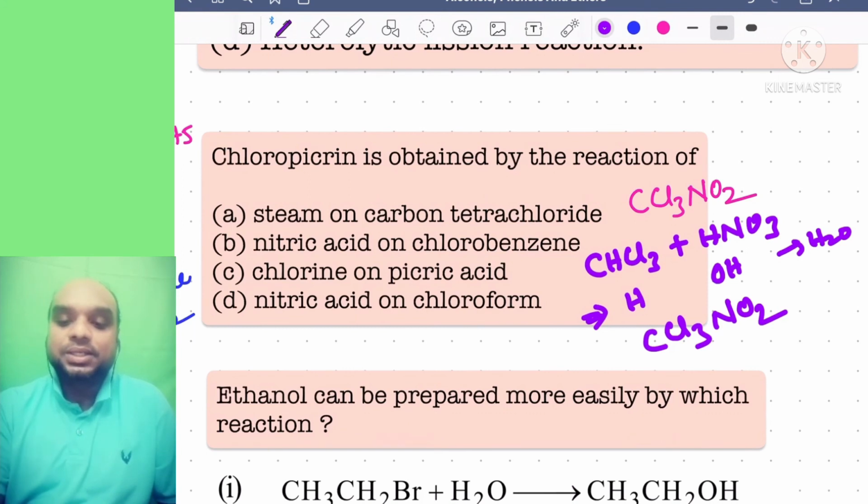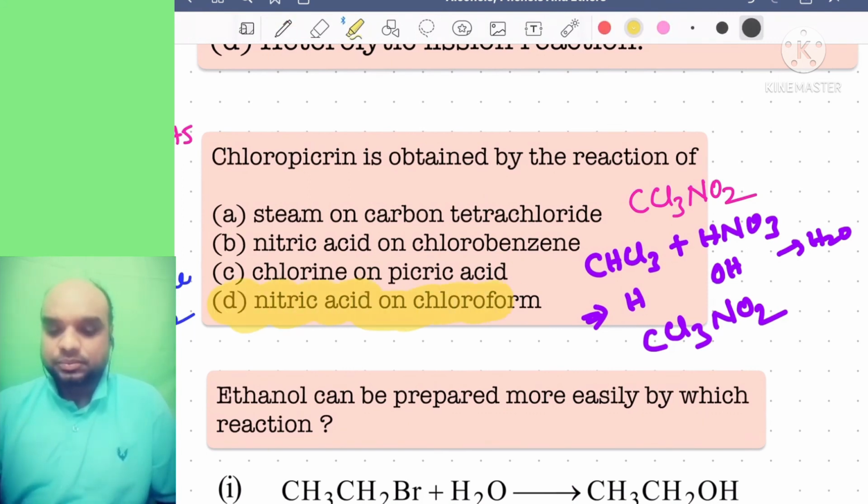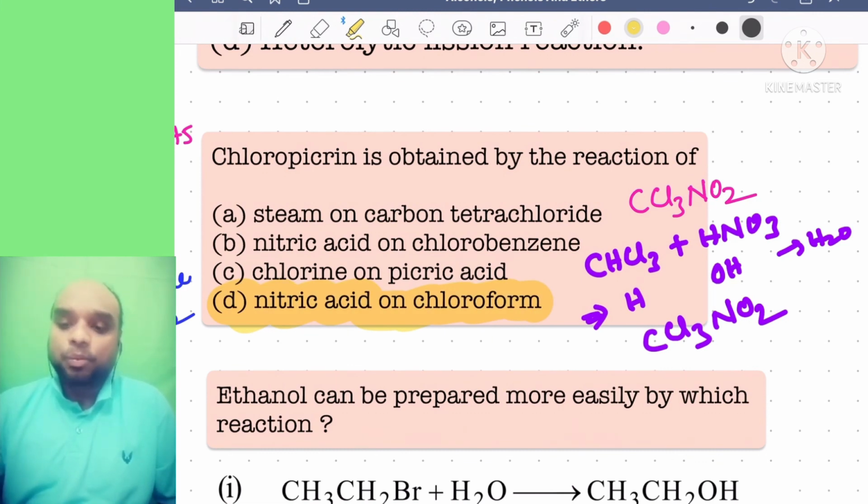So what is the reaction here? Nitric acid and chloroform. This reaction gives chloropicrin.